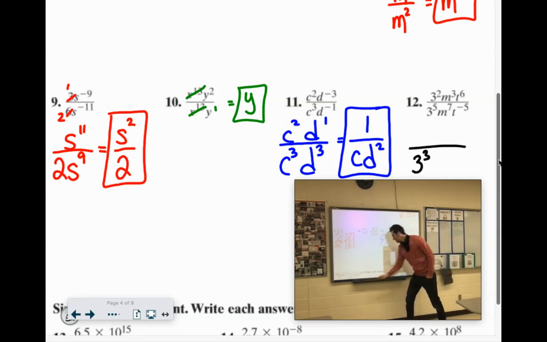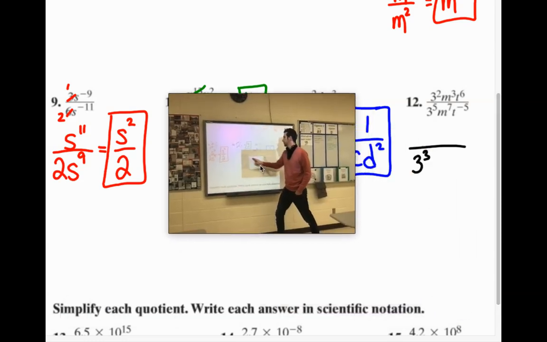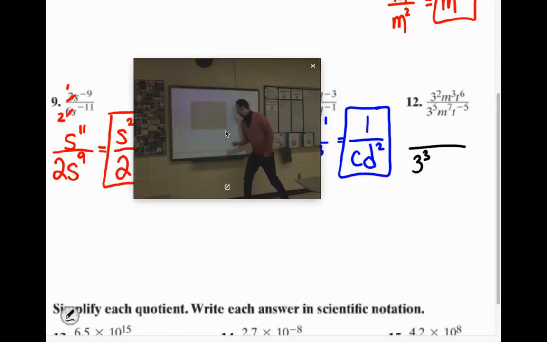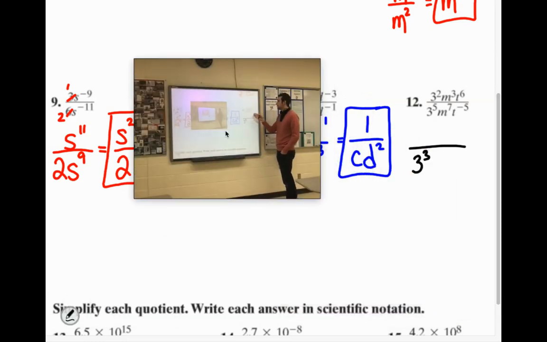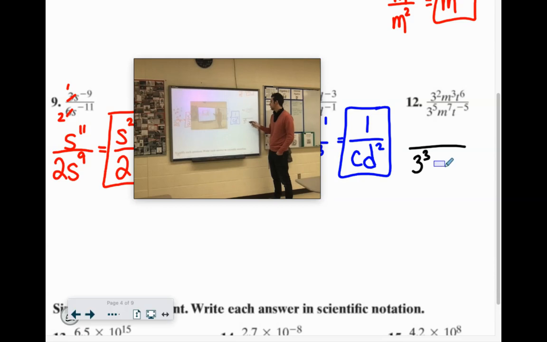I'm going to move myself to the other side here. Let's see. M's, we have 3 up top, 7 down in the denominator. So there's more in the denominator. 7 minus 3 is 4.